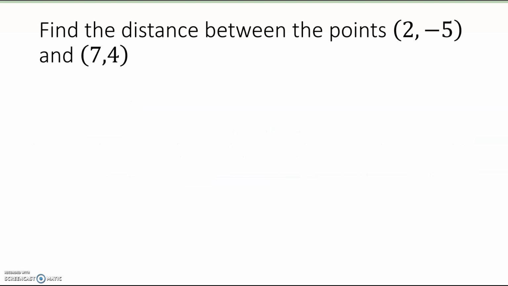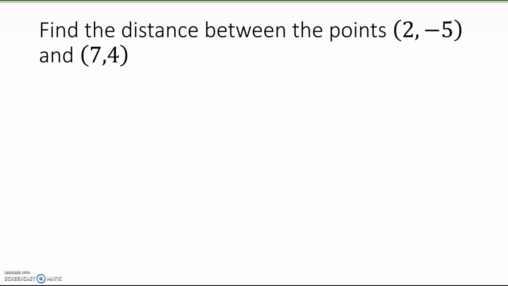So find the distance between the points 2, -5 and 7, 4. Now I can go in and say, okay, I'm going to label this as x sub 1 and y sub 1, and this is x sub 2 and y sub 2. I could do that, or I could label them as, hey, this is x sub 2, y sub 2, and this is x sub 1, y sub 1. It does not matter which one you label as x sub 1, y sub 1, x sub 2, and y sub 2. If you switch them, it's fine because the answer is going to be the same.